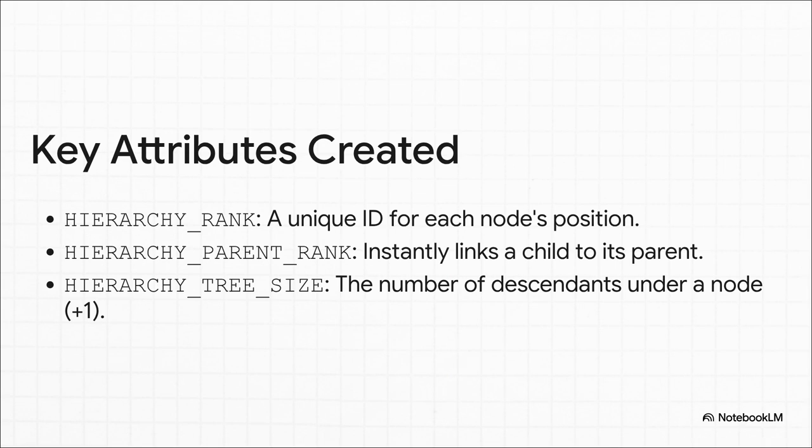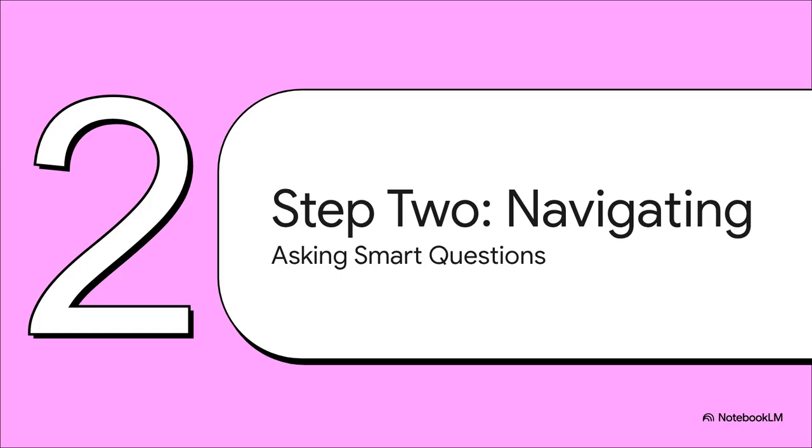And this, right here, this is where the magic happens. The function creates these crucial new columns. You get hierarchy rank, which gives every single node a unique address in the tree. You get hierarchy parent rank, which instantly connects a child back to its parent. And get this, hierarchy tree size actually pre-calculates how many descendants a node has. This is the secret sauce to the incredible speed we're about to see. So with our map all generated and ready to go, we're on to step 2, navigating the tree.